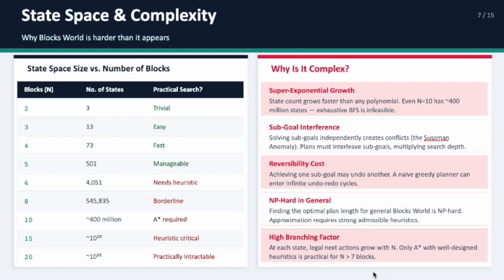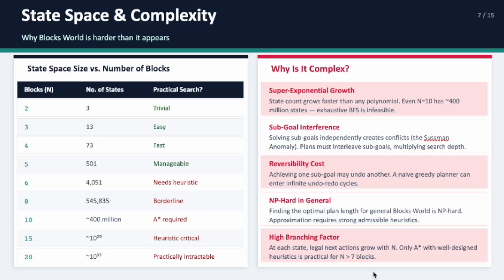Now the state space and complexity. Look at the table on the left. With just two blocks, there are only three possible states. With 3 blocks, 13. With 5 blocks, 501. And with 10 blocks, approximately 400 million states. And with just 20 blocks, we are talking about 10 to the power of 33, a number that dwarfs the number of atoms in the human body. This is super-exponential growth, and it creates very real computational problems.